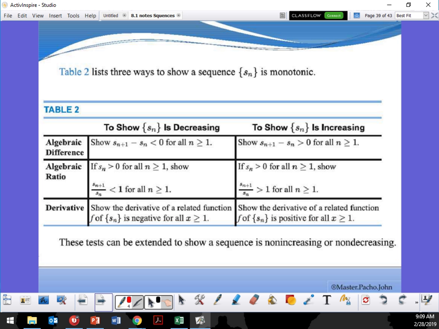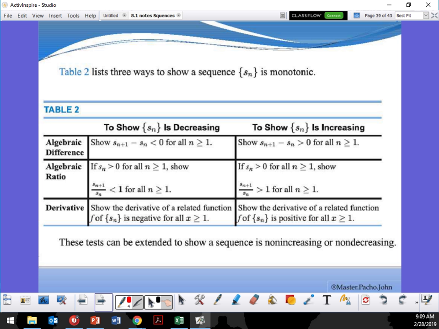Second, algebraic ratios. For S of n greater than 0 for all n, show that S of n plus 1 over S of n is important. Same thing right here. Where this one is less than 1, it would be decreasing. If this is greater than 1, that would be increasing.